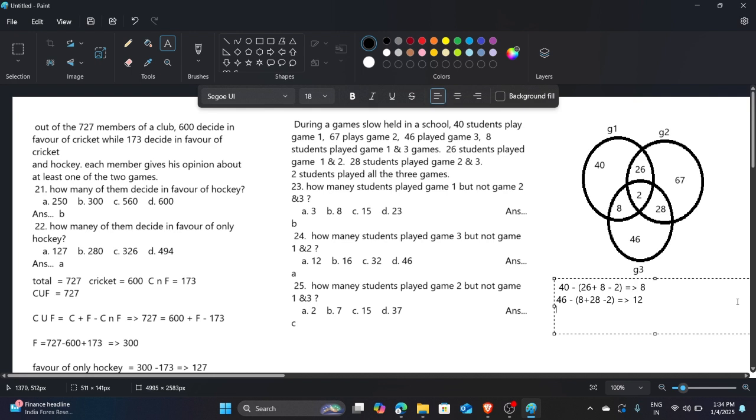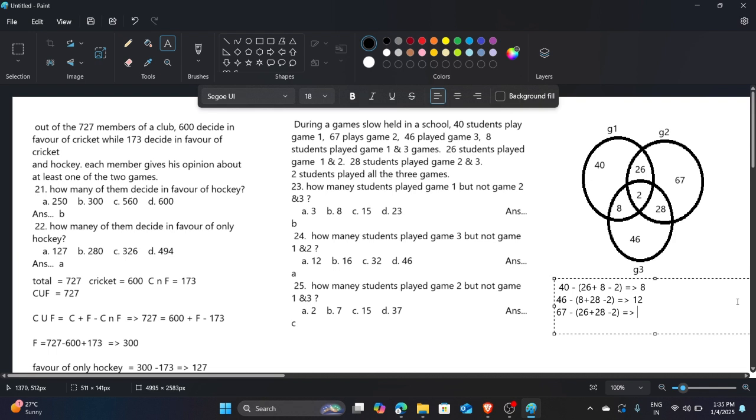Now the third condition: how many students play game 2 but not 1 and 3? So game 2 is 67, the total students who played the game. And those who played both is 26 plus 28 minus 2. If it is this, then 26 twos are 52, 52 minus 2 is 50. So the answer is, oh, I'm doing something wrong, it should be 67.